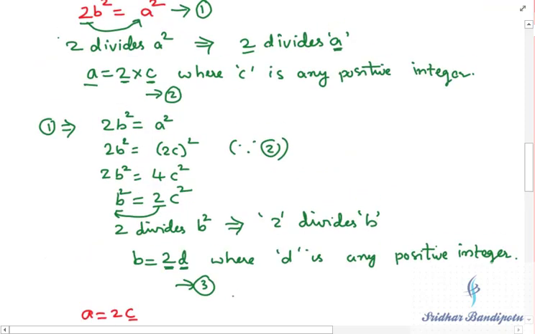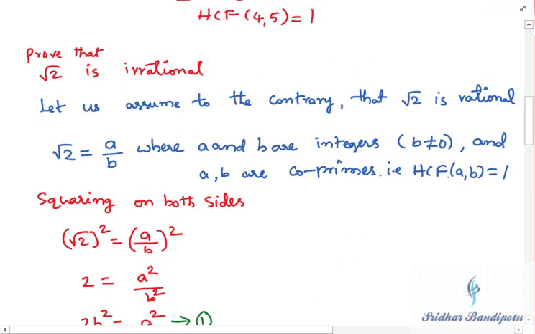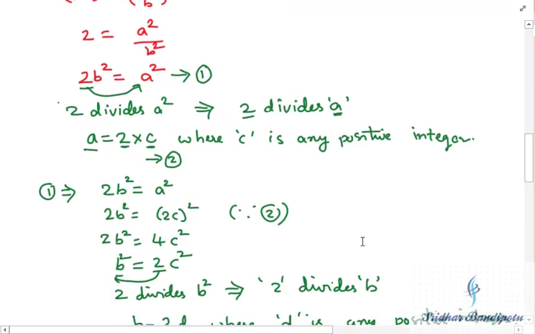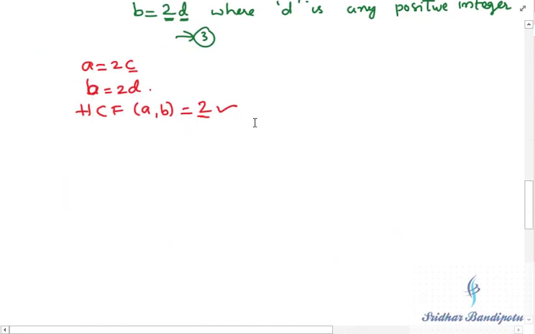But at the beginning, what did we take? HCF of A and B equals 1. Okay? But after simplifying, what did I get here? HCF of A and B equals 2. Now this is a contradiction, no? When I have taken HCF equals 1, thinking that root 2 is a rational number, then after simplifying I should get HCF equals 1. But here what are you getting? HCF you are getting 2. Means this is a contradiction statement.